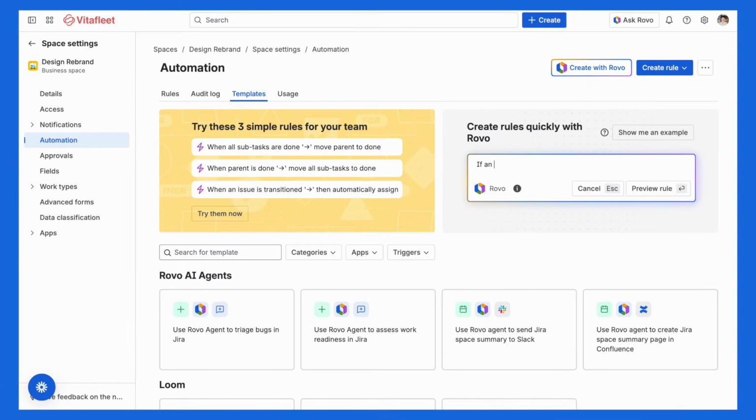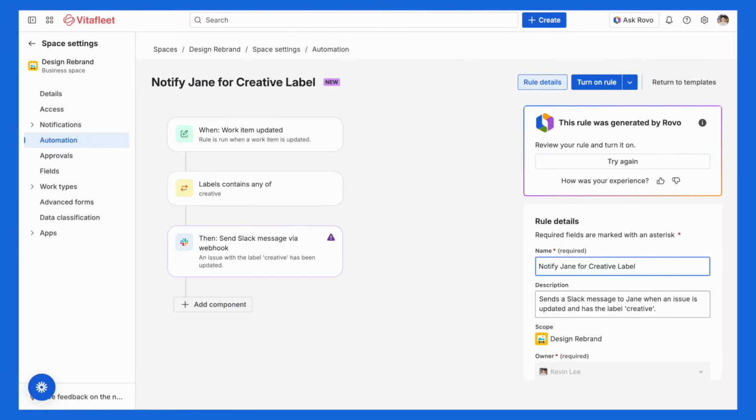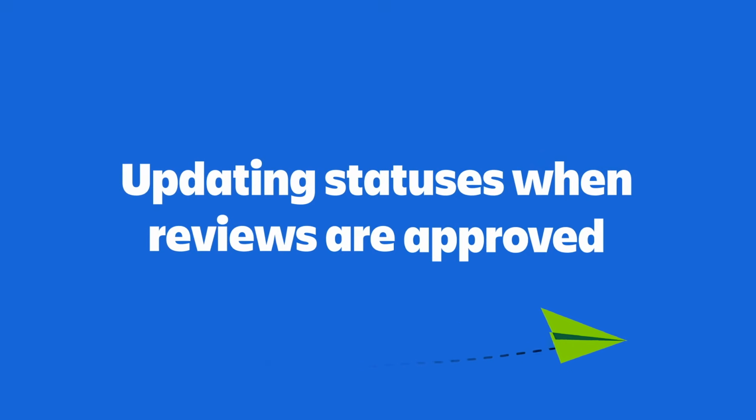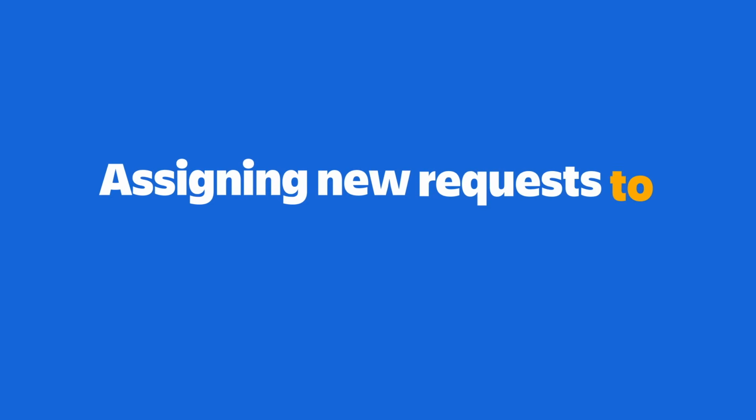All you have to do is go to the Automations tab in your project. From there, you can simply describe what you want to happen. For example, you might type, if an issue has the label creative, send Jane a Slack message. Rovo will then instantly build an automation for you, setting the trigger, condition, and action automatically. You can use this exact same approach for all different types of situations, such as setting notifications when issues are updated, updating statuses when reviews are approved, or assigning new requests to teammates automatically. With Rovo, setting up powerful automations takes seconds, allowing your project to run smoothly with everyone in the loop.